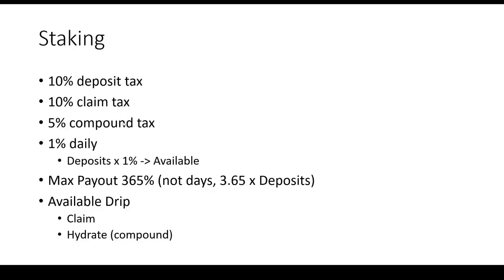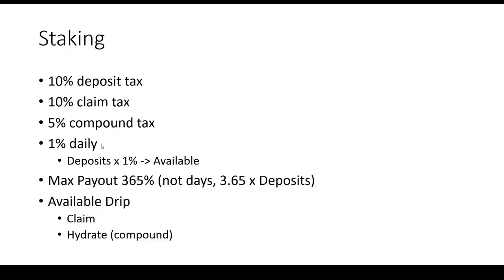Now, compounding, or what's called Hydrate, only has a 5% tax. So same example, if you had 10 tokens built up in your available and you wanted to then compound those 10 tokens, you're actually only going to compound 9.5, right? 5% times 10 is 0.5. So you're going to have 10, but you're going to pay a 0.5 drip tax, and you're going to be left with 9.5 drip tokens, which will then compound and add to your deposits. I'll go into this in more detail in a moment.